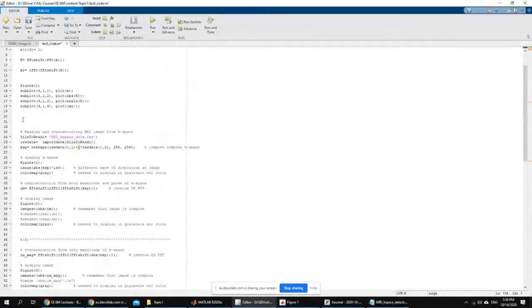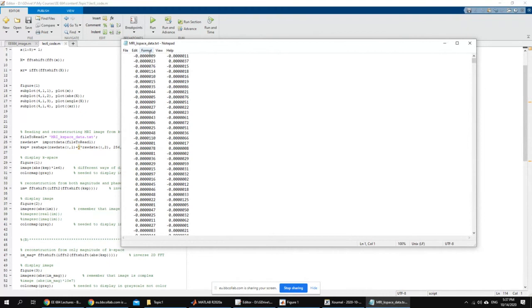Basically, this code's first part reads the data from this file here. So the data here looks like this: just samples. Each line has 2 numbers. One of them is the real number, the other one is the imaginary number. So each line contains a sample of the frequency domain.